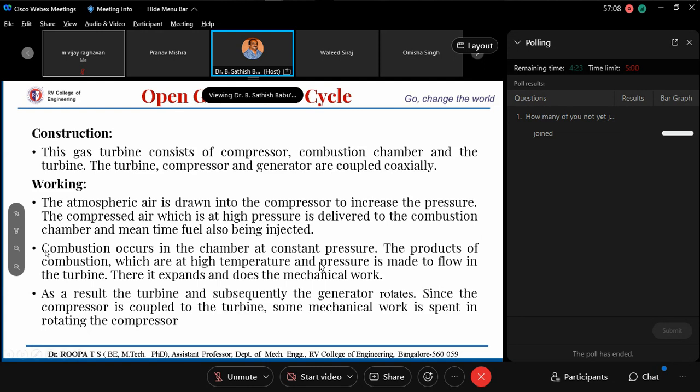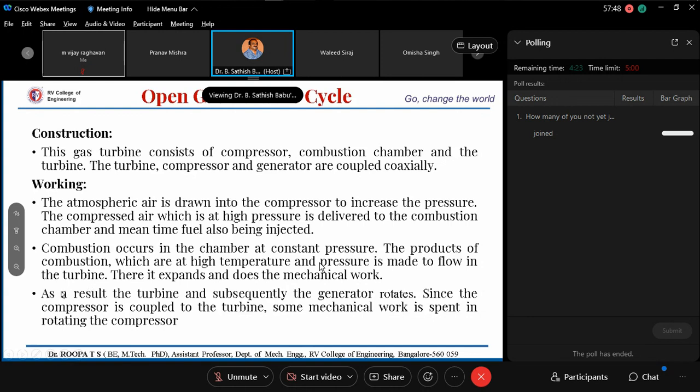So how does it work? Whatever I explained with the image has been listed here. The atmospheric air is drawn into the compressor to increase the pressure. The compressed air, which is at high pressure, is delivered to the combustion chamber, and at the same time, the fuel is also injected into the combustion chamber. When we inject the fuel into that highly compressed air, it starts igniting. So combustion occurs in the chamber at constant pressure. The products of combustion, which are at high temperature and pressure, are made to flow into the turbine.